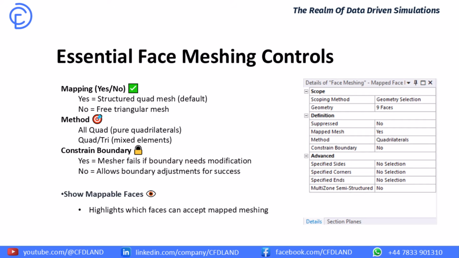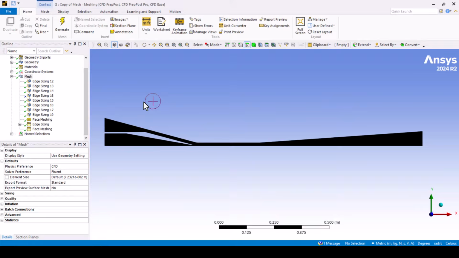And finally, we have a very helpful tool, show mappable faces. Before you even start, you can click this button. ANSYS will highlight all the faces in your model that are simple enough to accept a structured mapped mesh. This is always your first step: see which faces are ready for mapping.